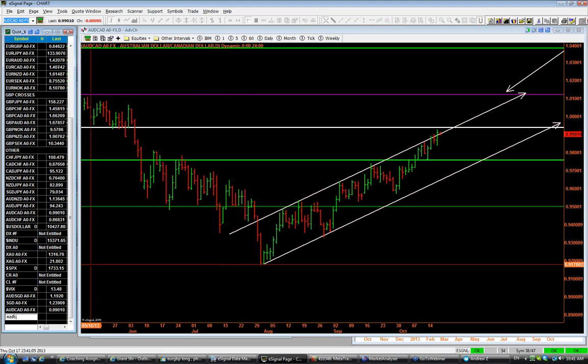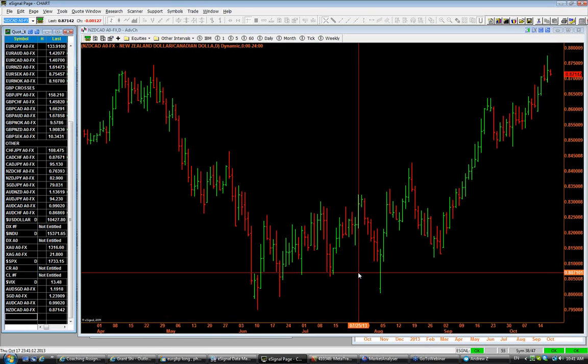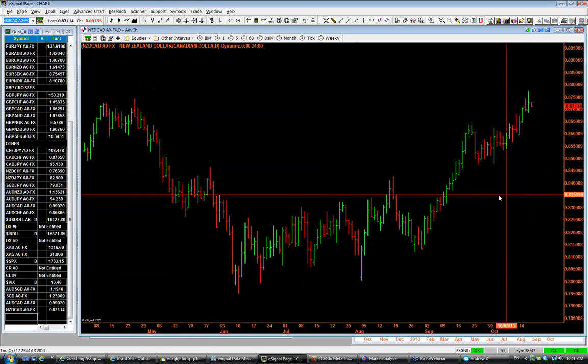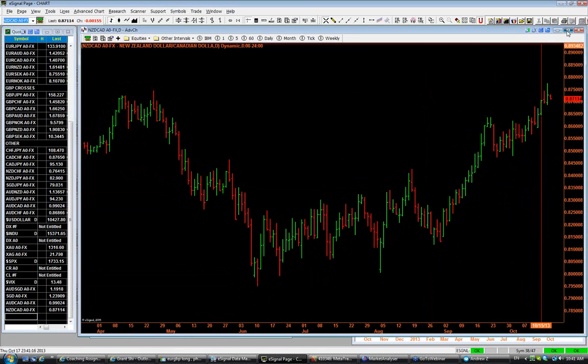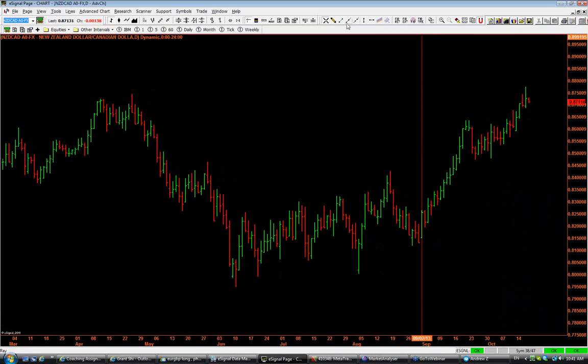Kiwi cat. This is a very good example of a false break. Look at that.